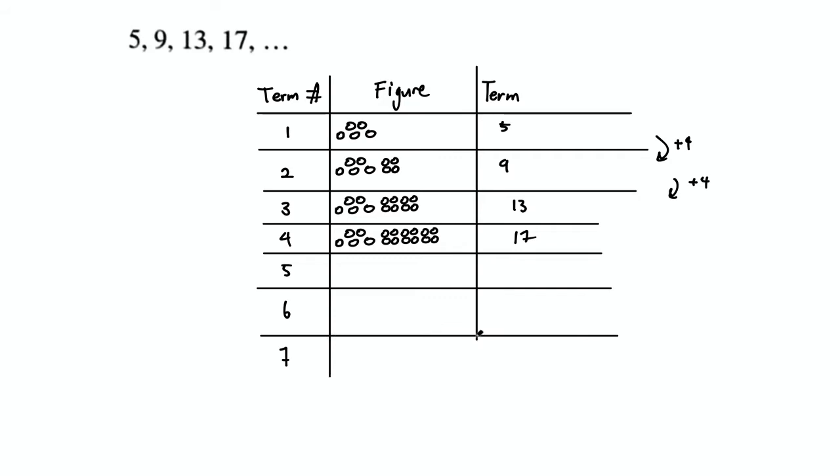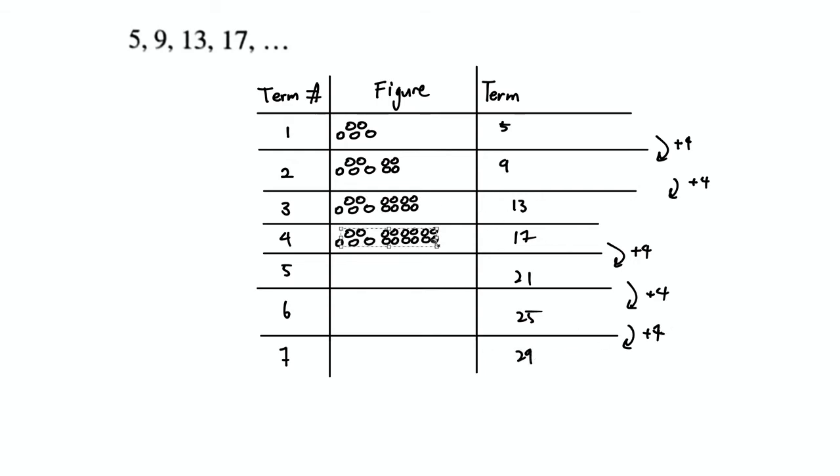Well, I know that I have to just keep adding 4 to get to the next step. So from 17, we add 4, so we get 21. Here we add 4 again, so we get 25. Here we add 4 to 25, and then we end up getting just 29.